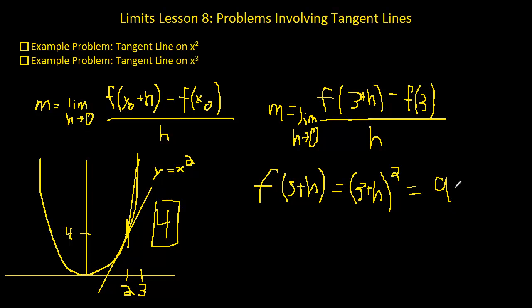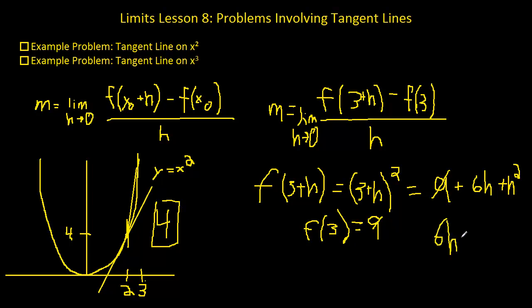3 plus h squared equals 9 plus 6h plus h squared. And f of 3 equals 9, because 3 squared is 9. So if we look at the top here, we're going to get 9 plus 6h plus h squared minus 9. So these cancel. And hopefully you're following this. I don't mean to rush it, but I just want to make sure we have time for the second example. Over h. Limit as h goes to 0.